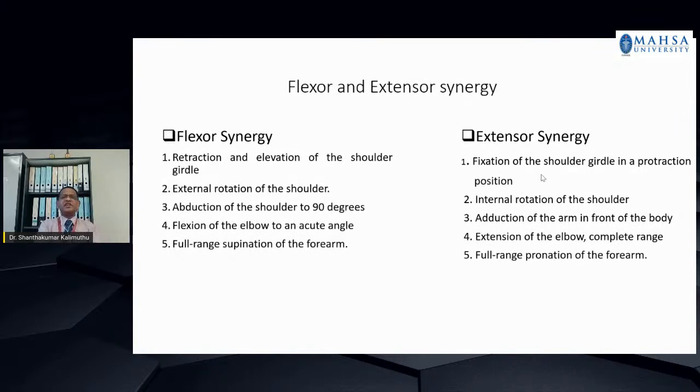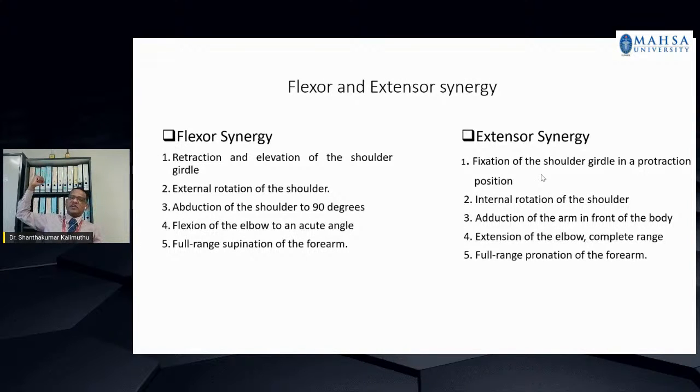What are the flexor and extensor synergy patterns of the upper extremity? Flexor synergy pattern of the upper extremity. If you ask the patient to flex the arm, okay, he'll do a shoulder movement. When he starts to move the shoulder, there'll be retraction of the scapula, elevation of the girdle, and there'll be external rotation, abduction to 90 degrees, and there'll be a flexion of the elbow to 90 degrees, and full supination. So this is the flexor synergy. If you ask the patient to flex the arm, he'll be doing like this. Okay, so this is the flexor synergy of the upper extremity.